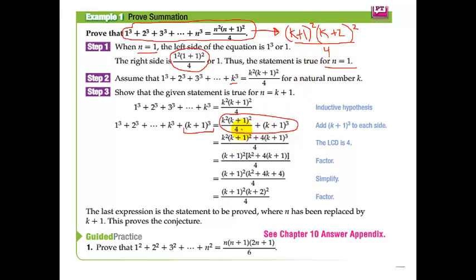So how do they do that? Well, you can see here, they take this whole expression, they multiply this out. Actually, the first thing they do is get a common denominator. Sorry, they put this over a common denominator of 4. Then they multiply out the k plus 1, and then factor.